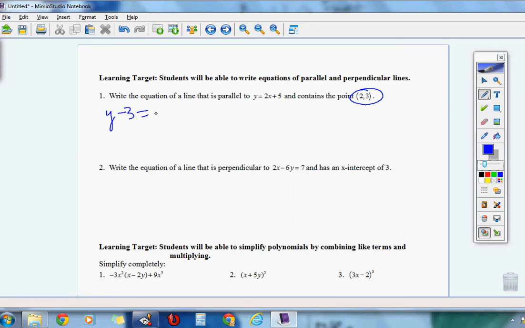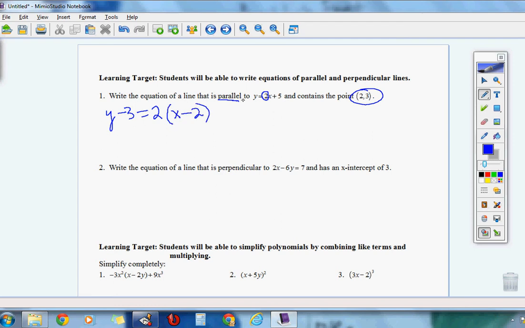y minus 3 equals our slope. Well, what would our slope be? Because it's supposed to be parallel to this one. Well, the slope of that line is 2. So if I'm parallel to that, we're going to have the same slope. So y minus 3 equals 2 times, and then it would be x minus 2. Okay, so that's point slope form.